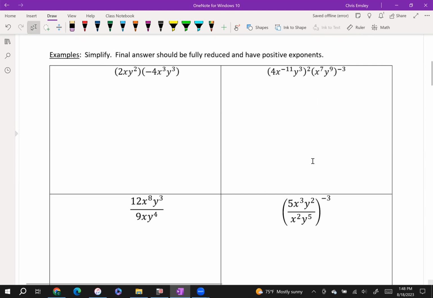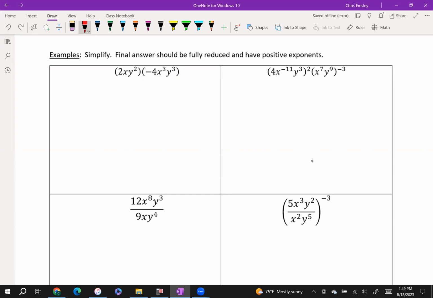So the first set of problems here, we are going to simplify. When we're simplifying, we want everything to have positive exponents and any rational expressions to be reduced. So let's take a look at this first problem. What we have right here, even though there are parentheses around it, notice these parentheses don't have any exponents on the outside. So really what we have here is one big multiplication problem. All these things are multiplied together.